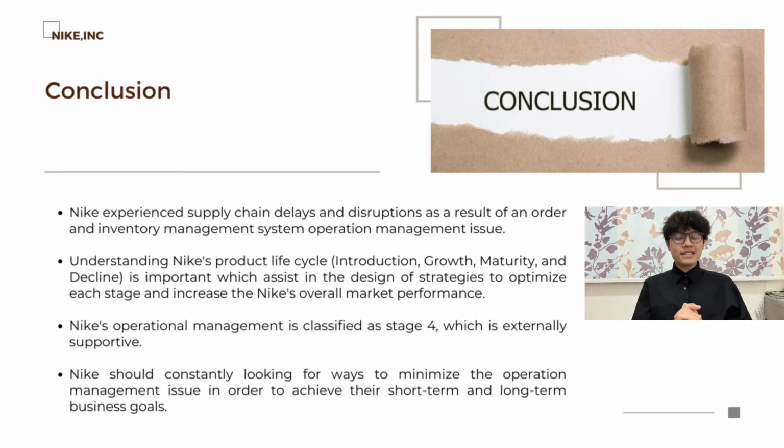On the other hand, understanding the product life cycle and the 4-stage model is important because it helps to design the strategies and optimize each stage in order to increase the overall performance for Nike in the market. Nike having the cost leadership and the differentiation between the competitors makes it classified as stage 4, which is the external supportive. Lastly, Nike should constantly look for ways to minimize the operation management issues in order to achieve long-term success for the business, such as establish new strategy, establish alternative plans, and invest in new projects.